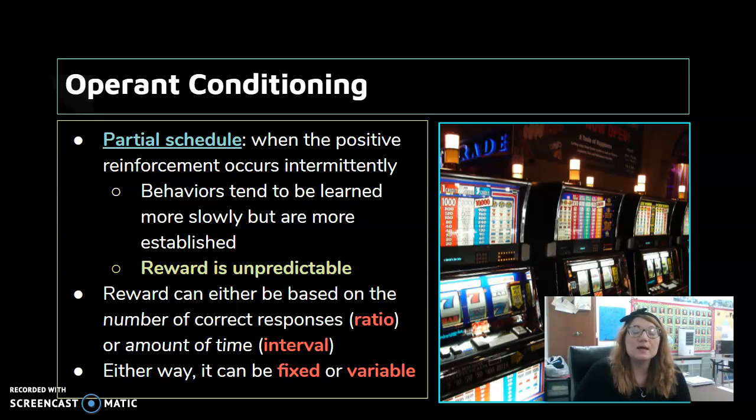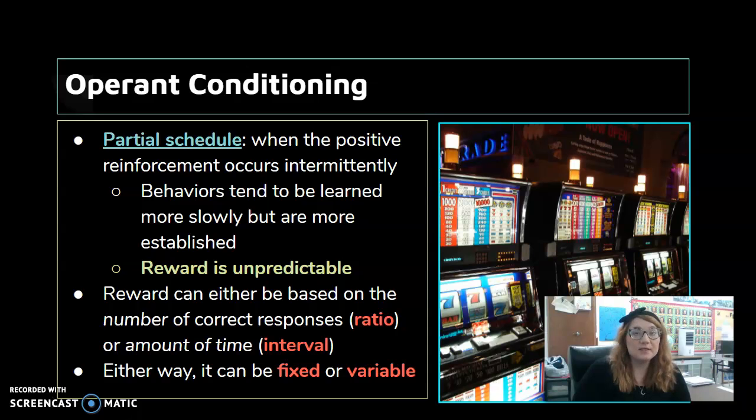Now, rewards on a partial schedule can either be based on the number of correct responses or the amount of time. And either way, it can either be a fixed schedule or a variable schedule. So if we're thinking about something like every 2 weeks, I receive a paycheck. Well, that would be an example of a fixed interval because it is fixed. It is every 2 weeks. And we know that it's an interval because it is based on the amount of time.